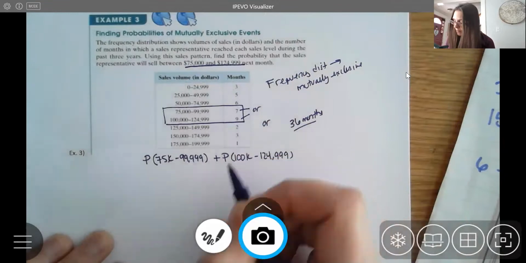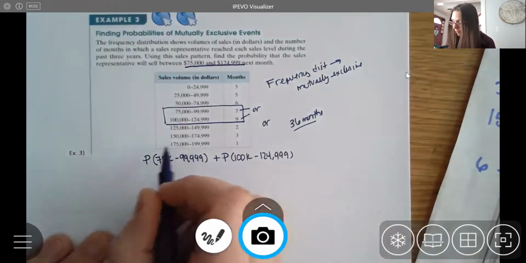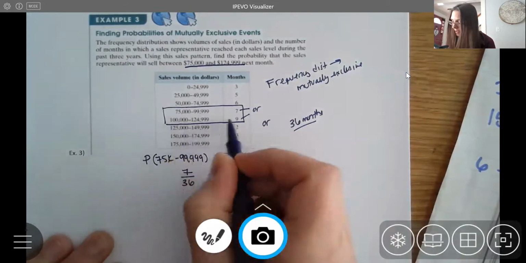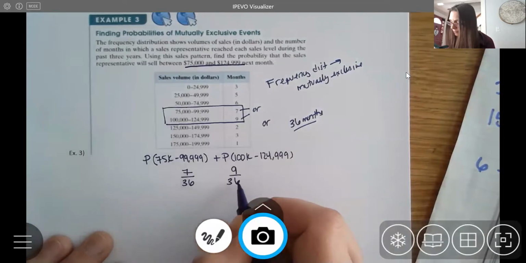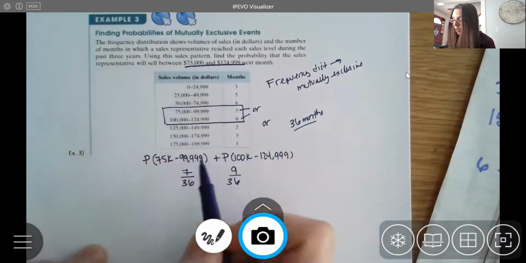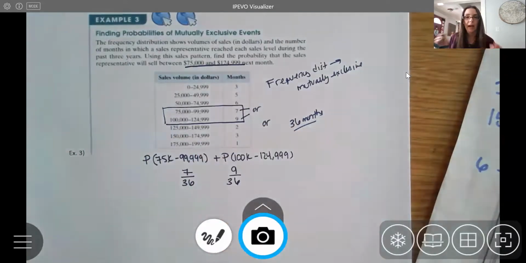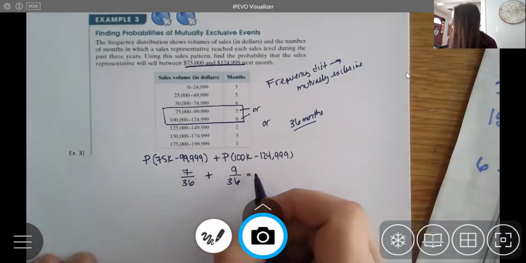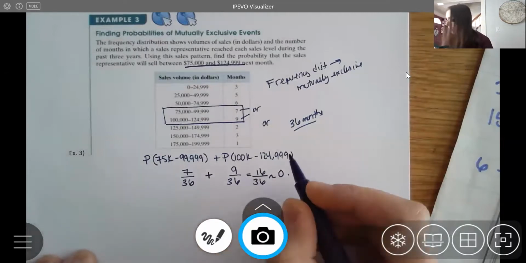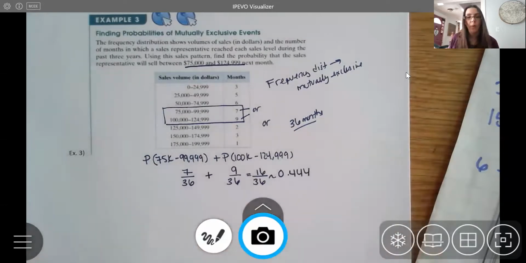Okay, so adding up my months. The chance of getting the first category would be 7 out of 36. And the chance of getting the second category is 9 out of 36. And I want to find the probability that the representative will sell somewhere between those two categories. So what's the chance that he's going to hit either one of those categories? So I have this or idea here. Even though I didn't say the word or, we're saying it's okay to be in this category or this category. So we're going to add these together. And when I use my calculator, I get about 0.444.